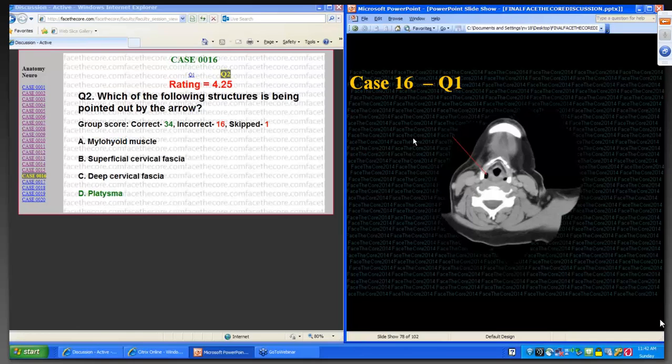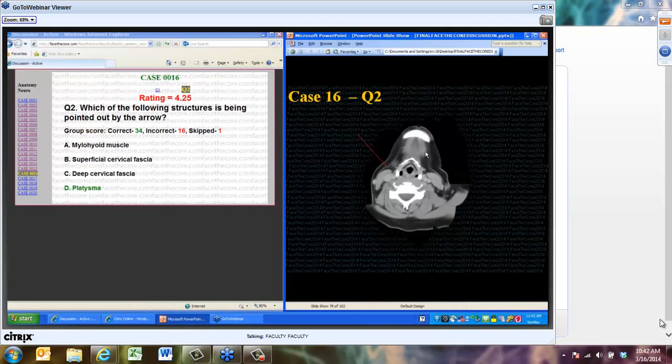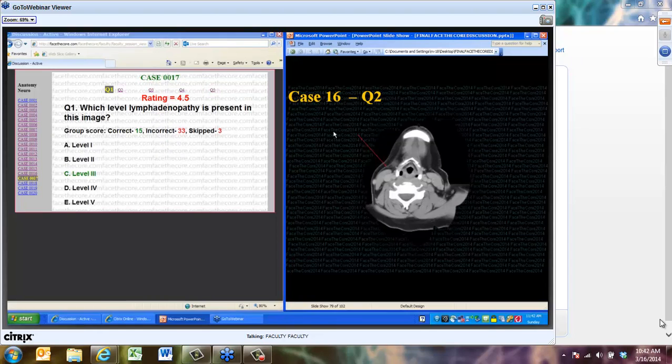And then the next question is, which of the following structures is being pointed out by the arrow? And this is the platysma muscle. Remember, mylohyoid is not going to be this because that forms the floor of the mouth. And the platysma muscle is important to note in head and neck because when you have infections of the head and neck, this muscle can get thickened and you'll see subcutaneous edema. And it actually helps to look for the muscle, the platysma, if it's thickened or not, as a sign of some sort of process in the head and neck.